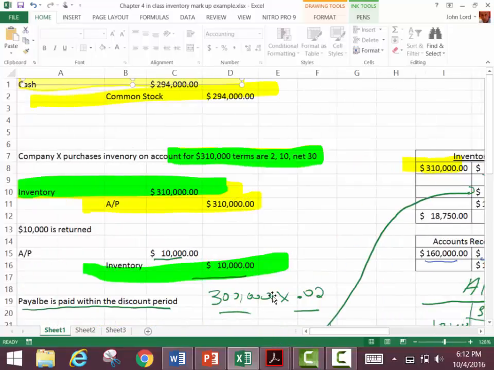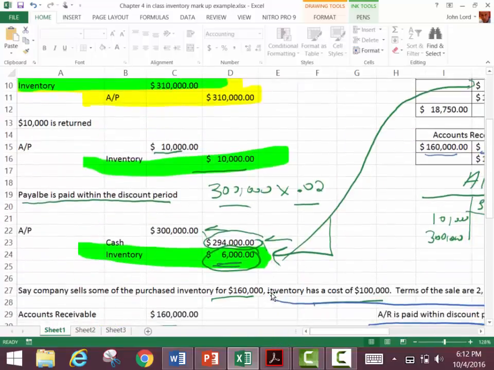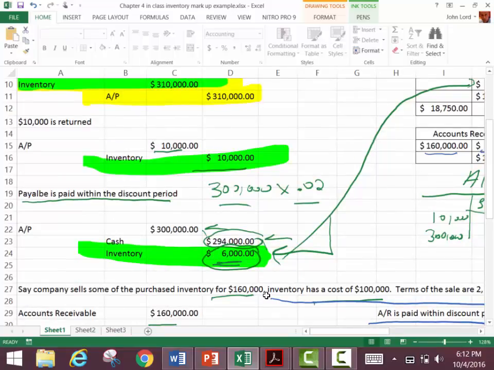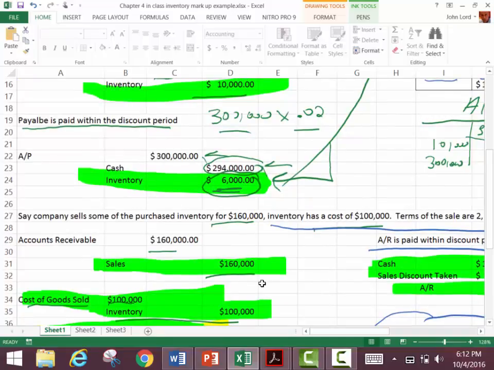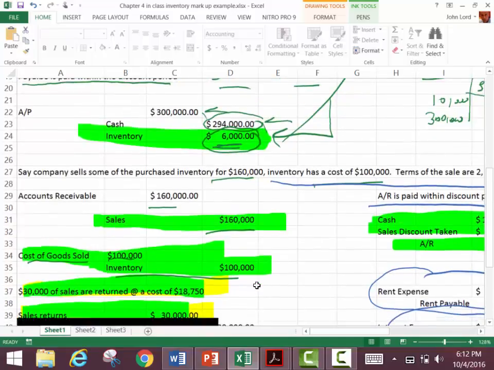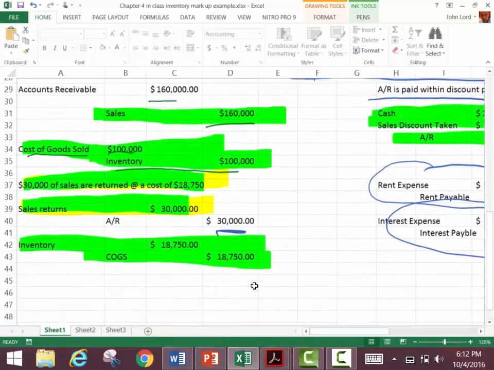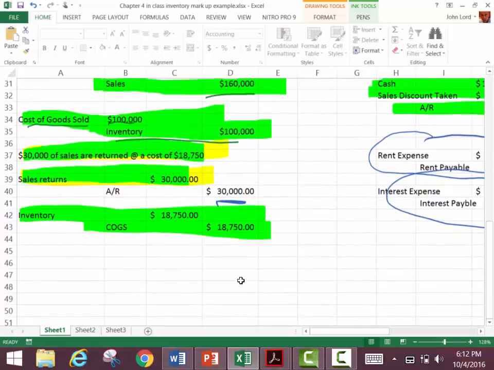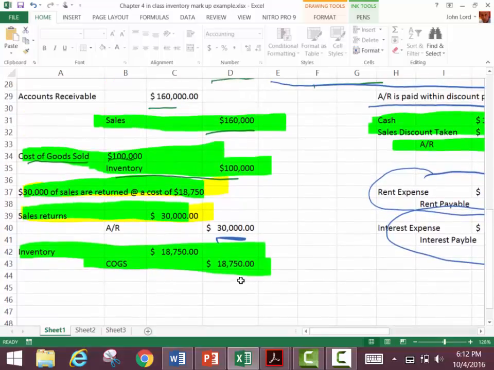Okay, now I think part of my problem is I've been trying to rush over here to the payment. When we finally receive the payment on this, the guy's going to pay me, and he pays me within the discount period. Where's my payment now?